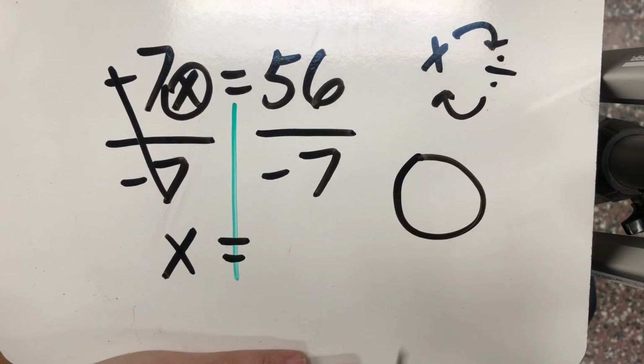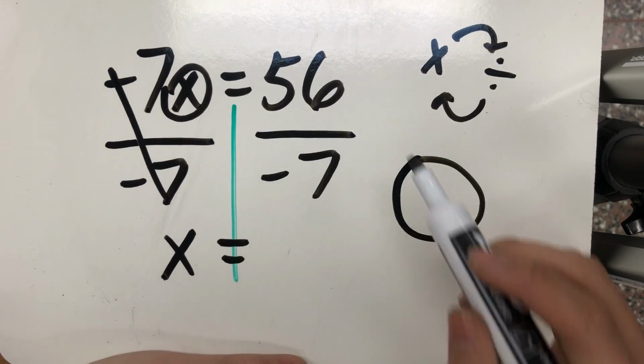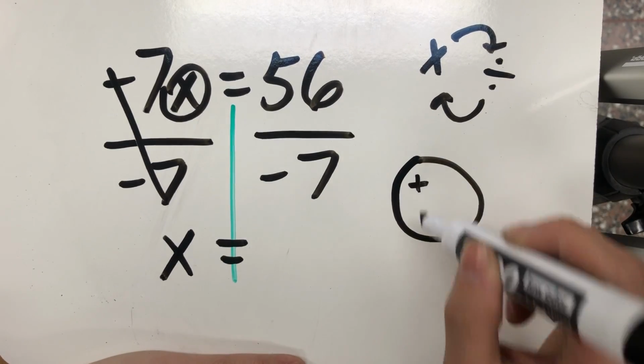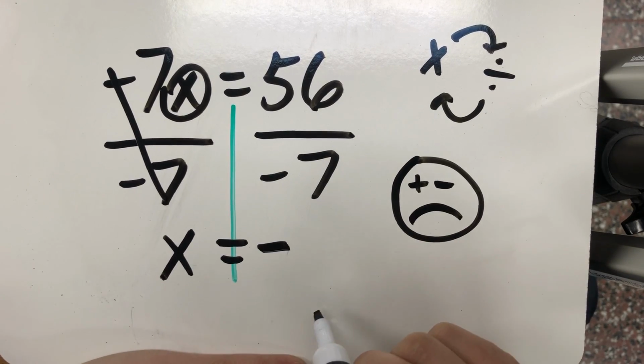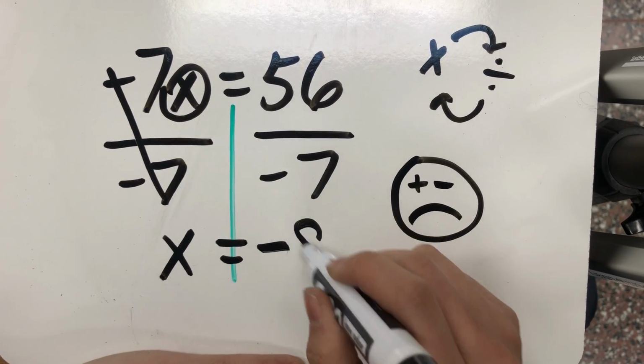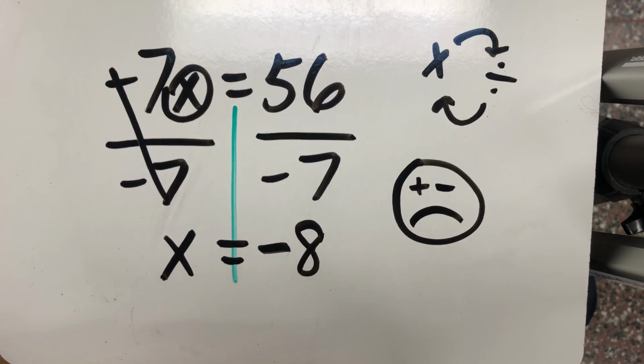I could use this little resource of drawing a face. I have a positive 56 being divided by a negative 7. The eyes don't match, it's going to be a sad face, which means it's going to be a negative number. And 56 divided by 7 is 8. So my answer is negative 8.